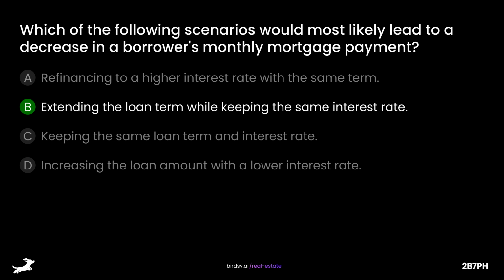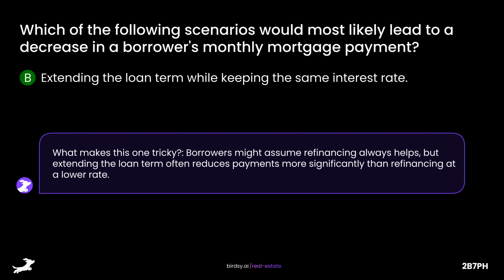The answer is B. Extending the loan term while keeping the same interest rate. What makes this one tricky? Borrowers might assume refinancing always helps, but extending the loan term often reduces payments more significantly than refinancing at a lower rate.